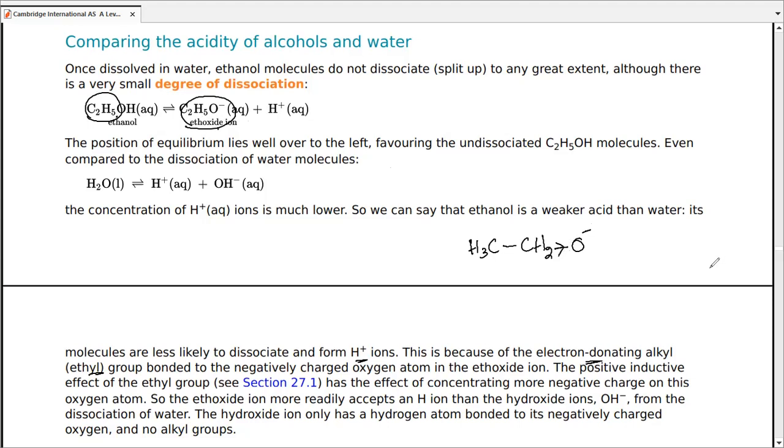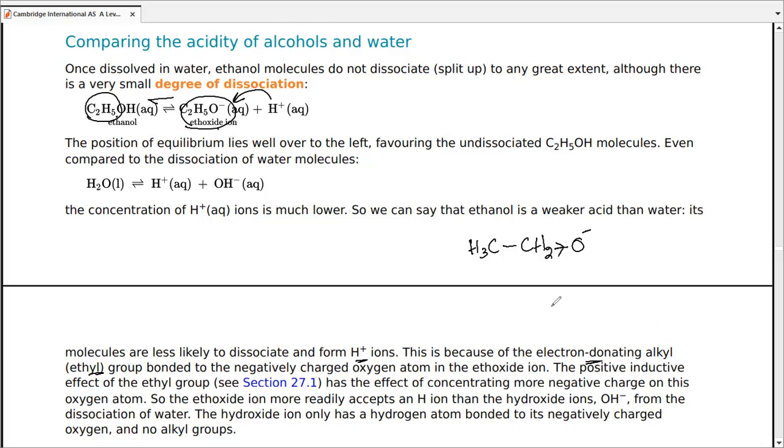Now, the positive inductive effect tries to distribute the whole charge on oxygen. So the ethoxide ion more readily accepts the proton, right? So it is going to accept the proton back and be converted into its molecular shape, the reverse reaction.